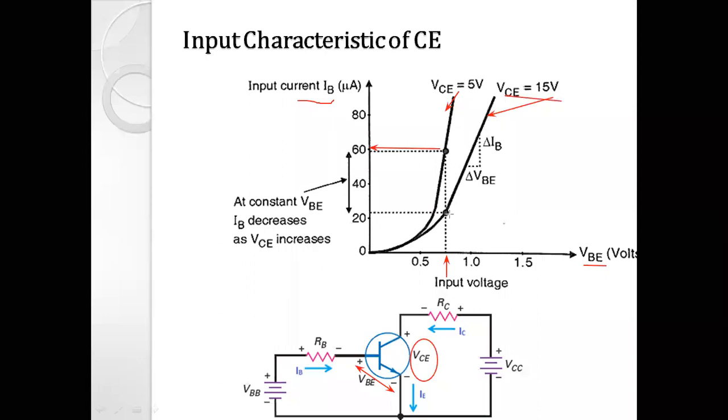And because of that, when we take the projection on the y-axis, you can see that the current is 20 microampere. So the conclusion is that when the output voltage increases, then for the same input voltage, the input current reduces, right? Input current reduces, that is from 60 microampere to 20 microampere. So that is the input characteristic of common emitter configuration.